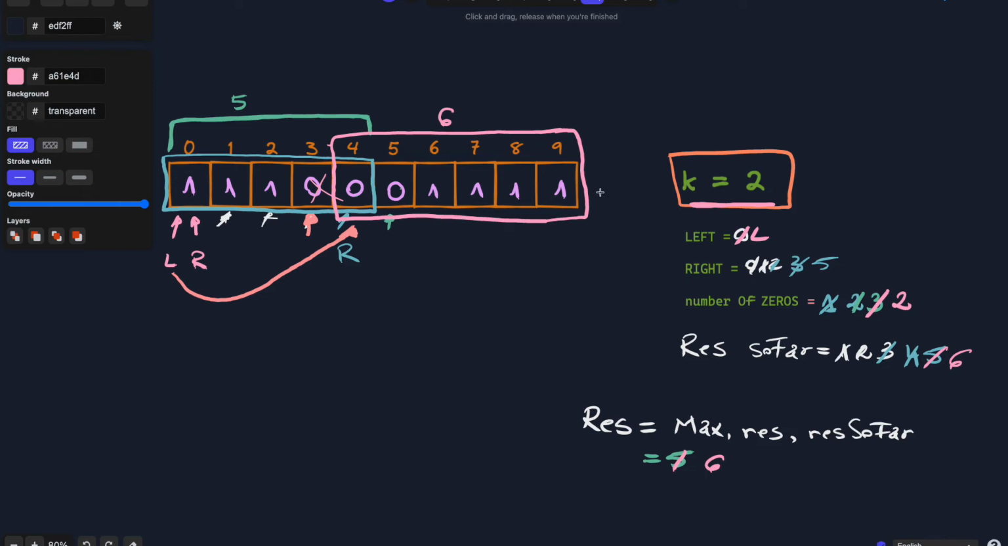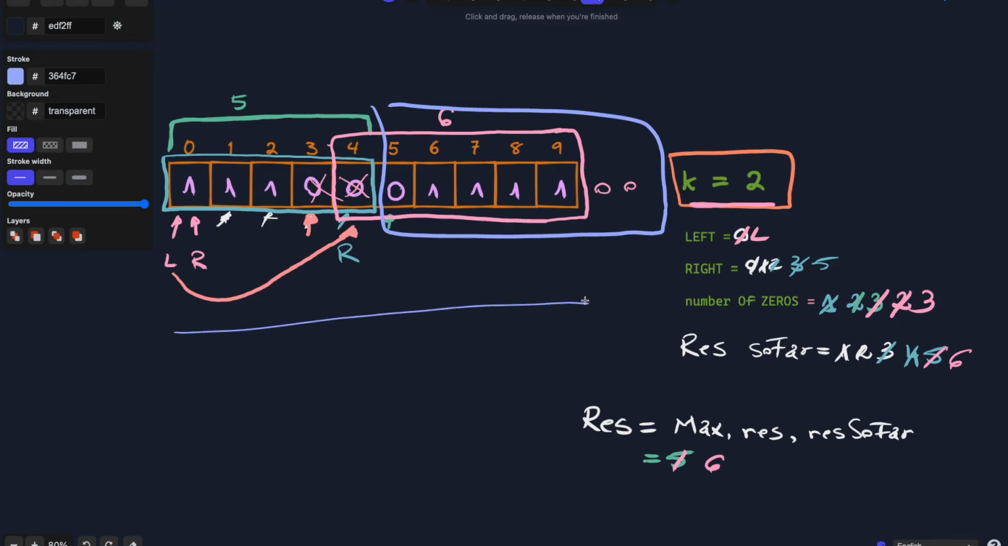So if we're finding another potential 0 right here, we're gonna increment it again, and then we're getting rid of this 0, and then the next sliding window is going to be from here all the way here, and so on. So basically we're having a left and a right pointer, and we're moving this window towards the right, and we're keeping track of the result so far. And once we've reached the end of the array, we're just gonna return result.